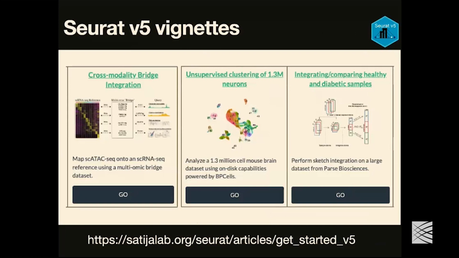Right, so you can see in our Seurat 5 vignettes, we have all those examples, like the cross-modality bridge integration, sketch clustering, and the sketch integration.